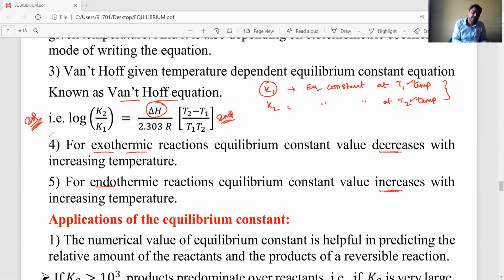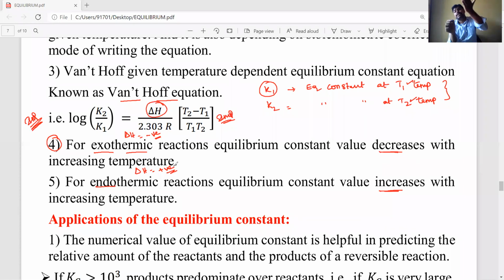Students, listen carefully once again. For exothermic reactions, delta H is negative, so they are favorable at lower temperature only. If temperature increases, the equilibrium constant decreases. Next, for endothermic reversible reactions, delta H is positive, and they are favorable at a high temperature only.